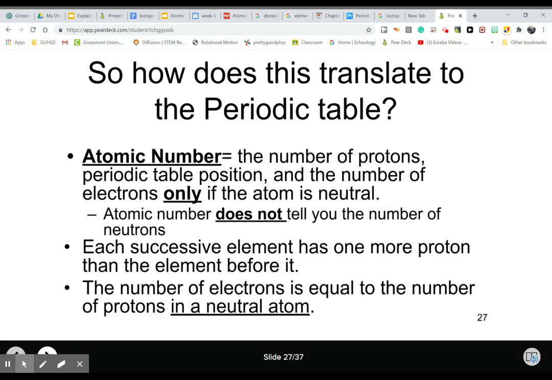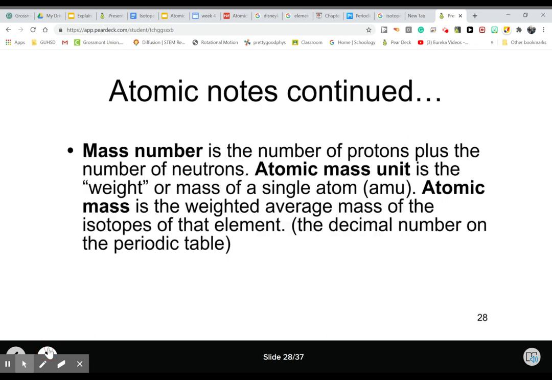So looking at the periodic table, atomic number is the number of protons. That's something that's really important for you to know. When you look at the periodic table, that number is the number of protons, and the atomic number tells you the position on the periodic table. Each successive element, meaning each element one right after the next, has one more proton than the element before it. The number of electrons is equal to the number of protons if it is neutral, only if it is neutral. And a little hint for you, valence electrons are what's really going to determine what charge is going to be formed on an atom. And we'll talk about that eventually.